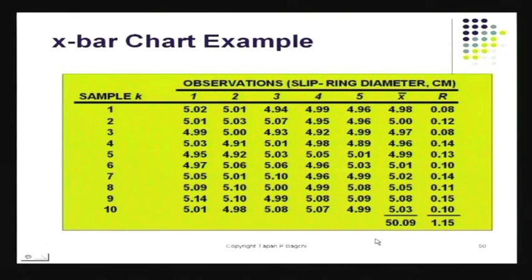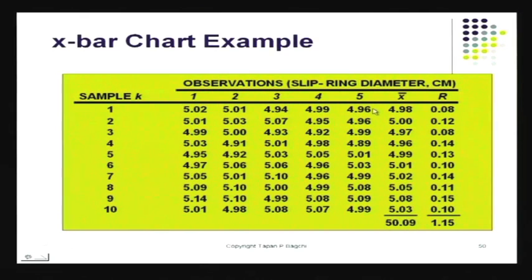Let's try to do some of these calculations. Let's see if we can come up with the quantities to be able to do our calculations here. Now, let's first become familiar with the table itself. 10 samples have been collected. Sample number 1 has 5 individual data pieces, these are the X values. X1 is 5.02, X2 is 5.01, X3 is 4.94, X4 is 4.99, X5 is 4.96.